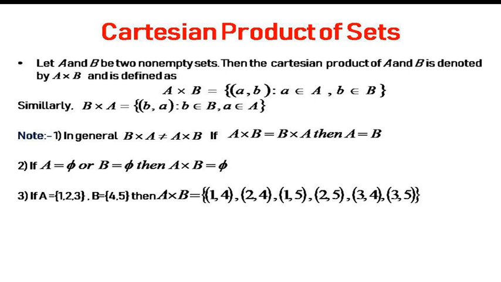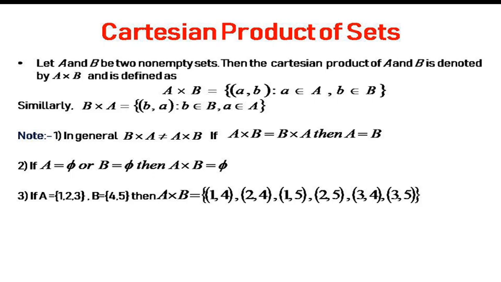If we consider any two non-empty sets A and B, then the Cartesian product of A and B is denoted by A cross B and is defined as the set of all ordered pairs of the form (a, b), where small a comes from the set capital A and small b comes from the set capital B. That is, the first component comes from the first set and the second component comes from the second set B.